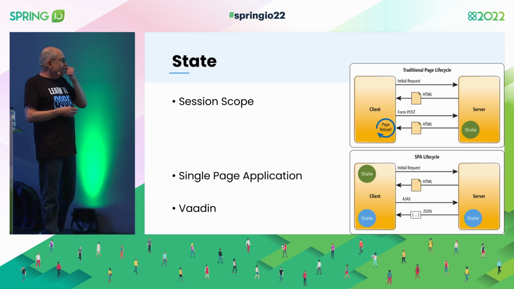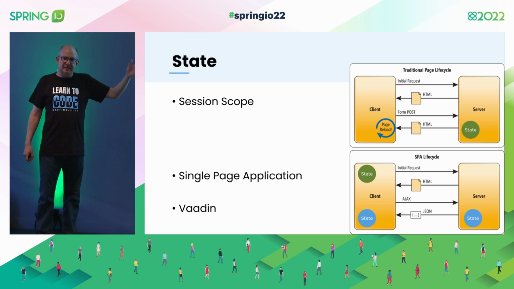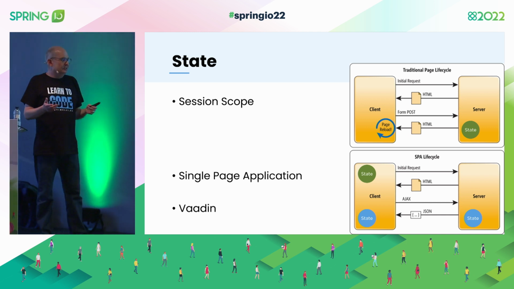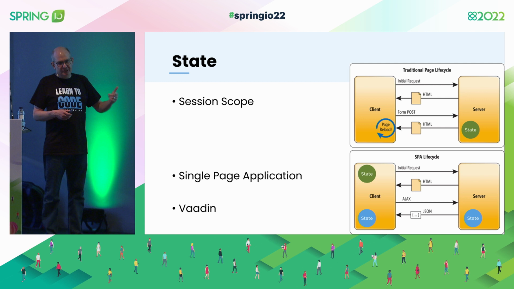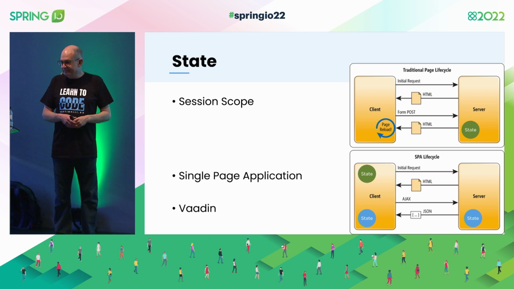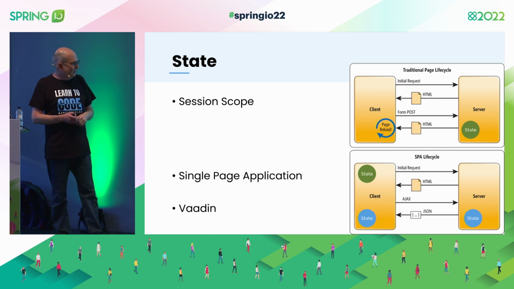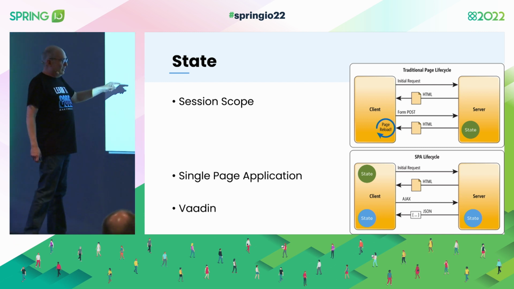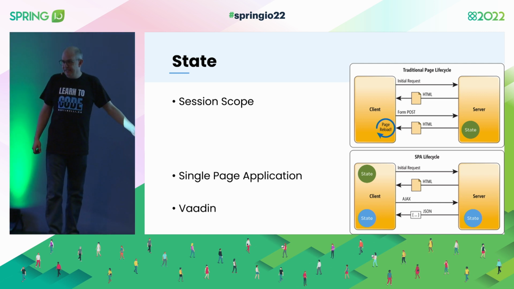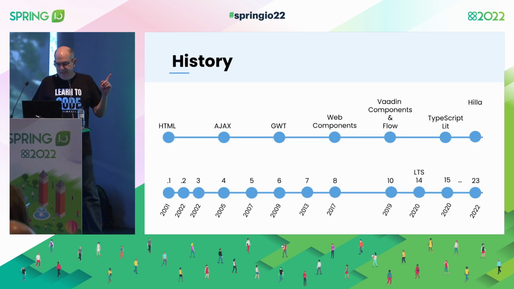Another thing to mention is state. Because if you do traditional applications, you often have state. So you have session state, you want to store something in the session. And that's also a reason why these types of applications maybe become less popular, because everybody's using Kubernetes, and Kubernetes stops pods, starts new pods, and that's not good for state. If you look at the single-page application lifecycle, there you usually have the state on the client, but not with Vaadin. Vaadin has state on the client and on the server. And the reason for that is the architecture.